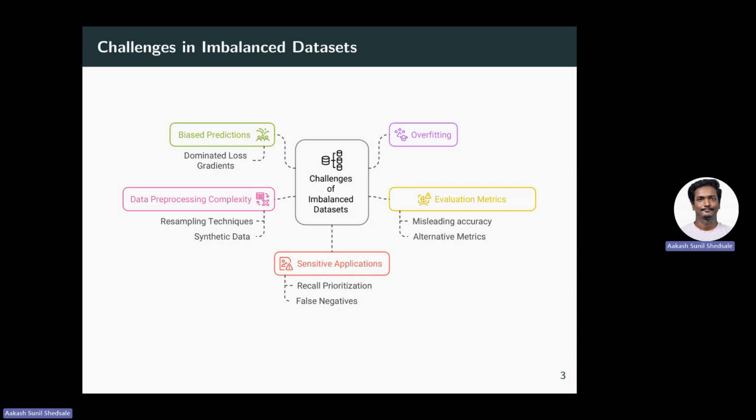Then often sensitive applications like cancer prediction suffer from imbalanced datasets because their recall is more important. And to address class imbalance, mostly the resampling techniques are used in deep learning, which involve resampling of data or creation of new data, which introduces complexity in data pre-processing. Then, since the model is biased towards the majority class, it's because of dominated loss gradients of the majority class.